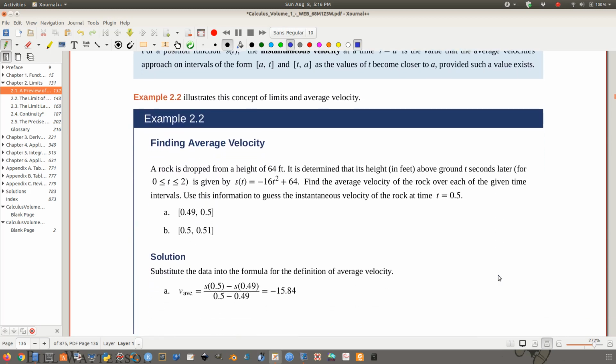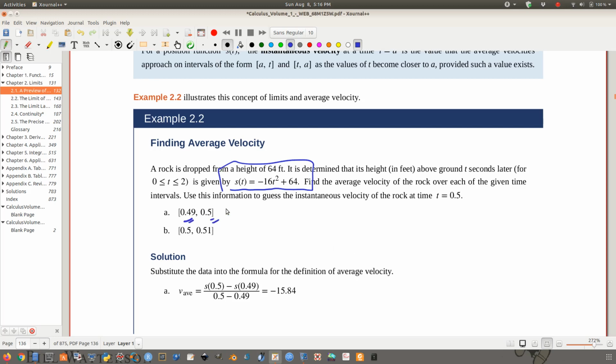A rock is dropped from a height of 64 feet. Its height t seconds later is given by this function. So as you can see, as time increases, the S of t value will decrease. Find the average speed of the rock for each of the given time intervals from here to here.